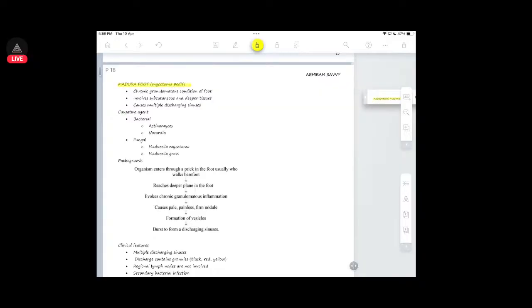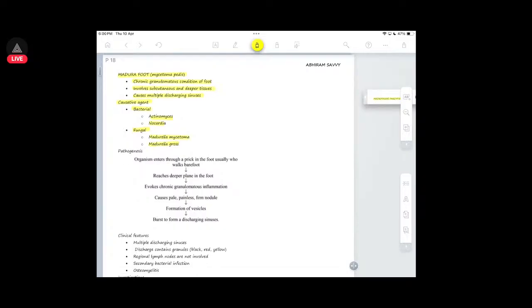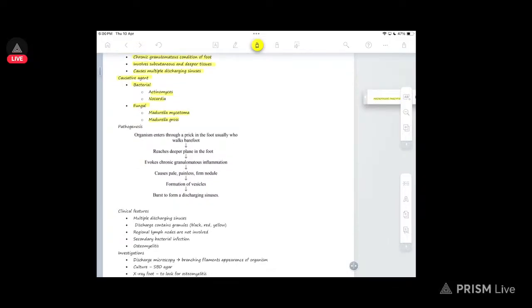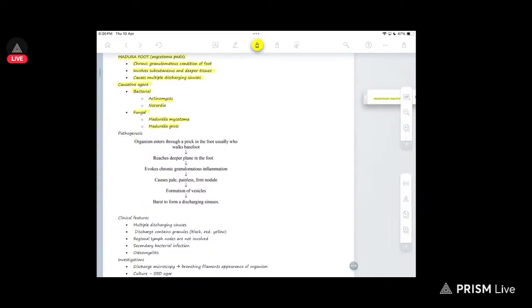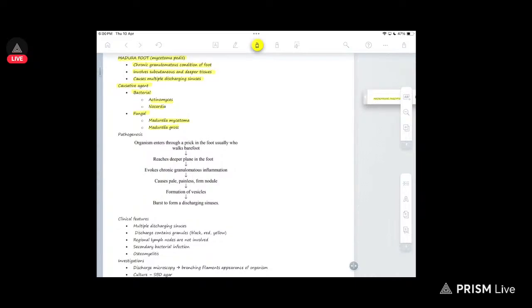So then Madura foot is Mycetoma pedis, a chronic granulomatous condition of the foot, involving the subcutaneous and deeper tissues, causing multiple discharging sinuses, caused by actinomycosis, Nocardia, or Madurella mycetomatis. Nocardia, actinomycosis, Madurella mycetomatis. Multiple discharging sinuses will be there, subcutaneous and deeper tissue will be affected, and it's a chronic granulomatous condition.